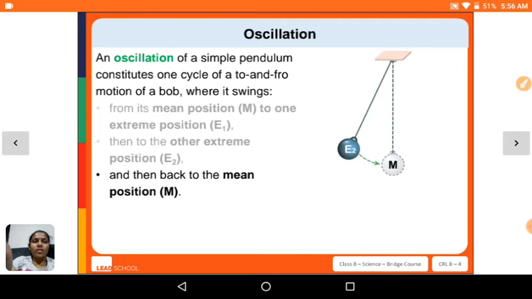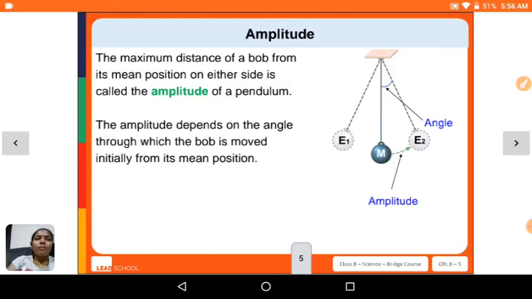This is what oscillatory motion is. What is amplitude? The maximum distance of a bob from its mean position on either side is the amplitude of the pendulum. Here we said that the maximum distance.